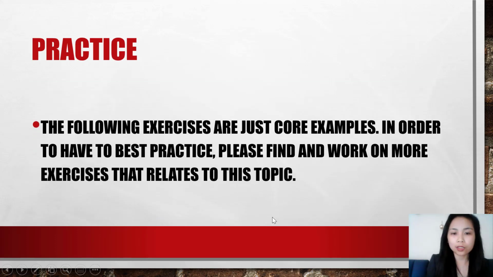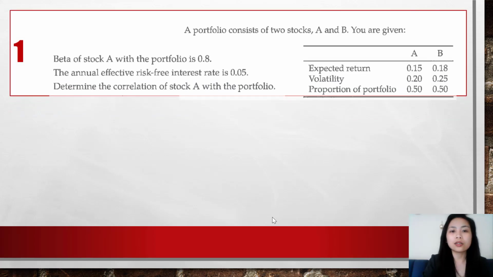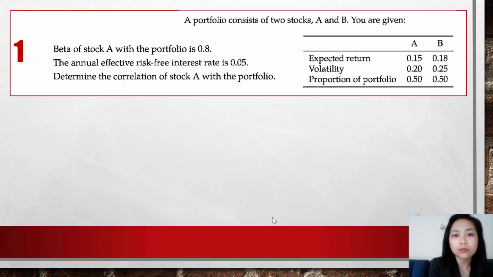So that was it. That was everything we need for this lesson. Now we are going to try some practice. And remember, the following exercises are just core examples. In order to have the best practice, please find and work on more exercises that relate to this topic.